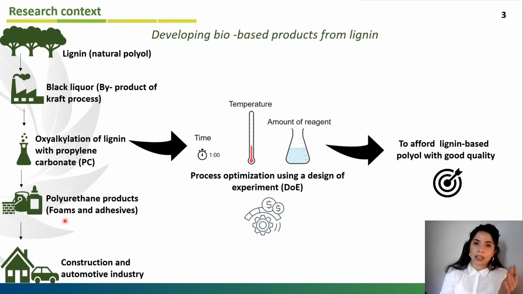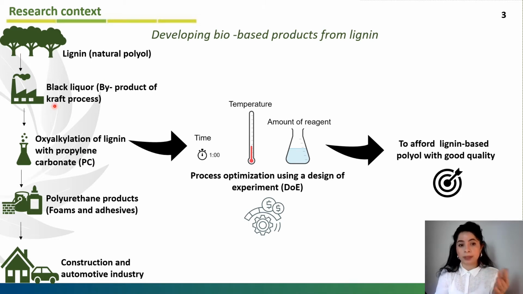Lignin is a natural polymer, a natural polyol that can be isolated from trees, from black liquor, a byproduct of the kraft process. And this isolated lignin can be converted into a liquid polyol to be used to produce bio-based polyurethane products such as foams and adhesives with a wide range of applications, for example, in the construction and automotive industry.